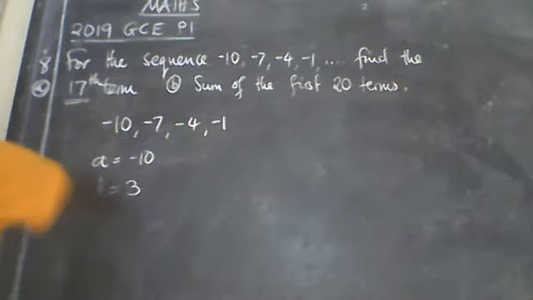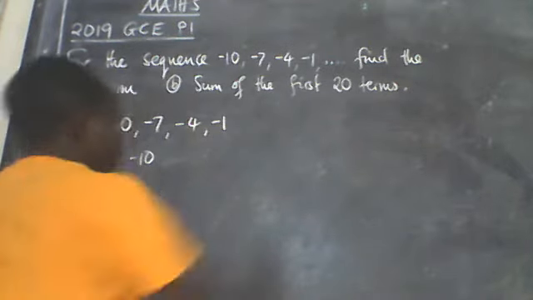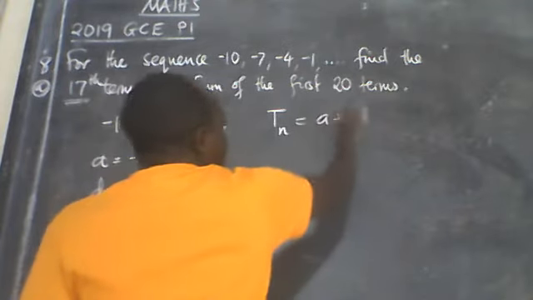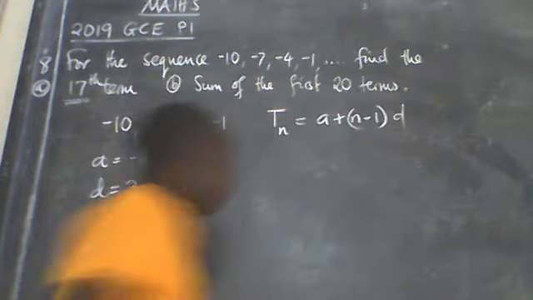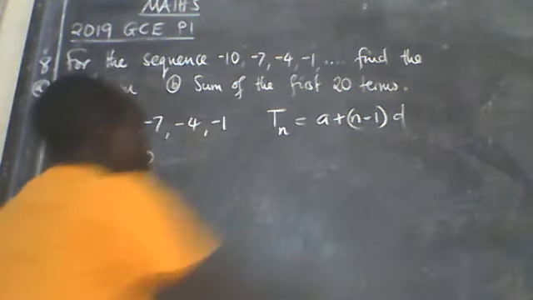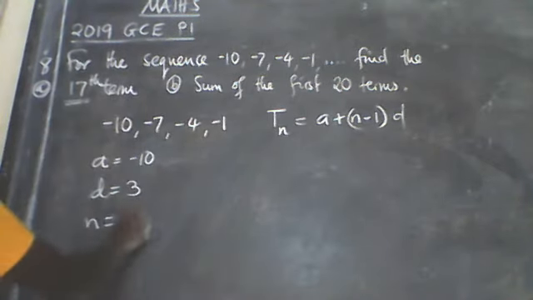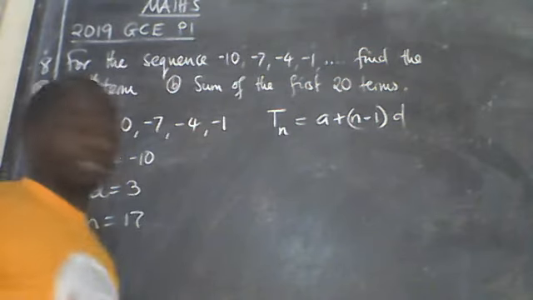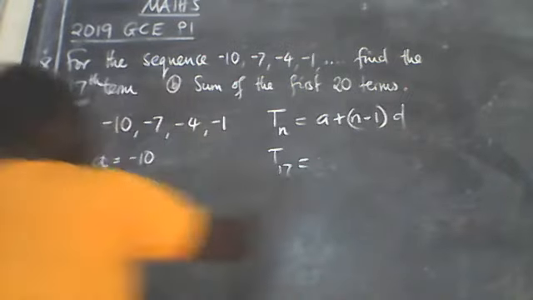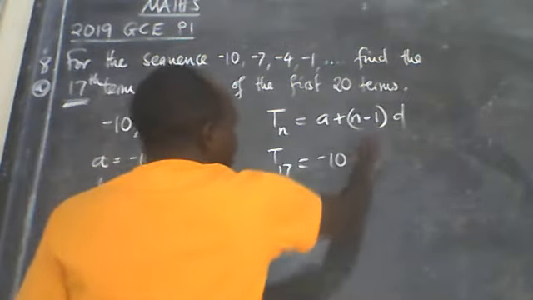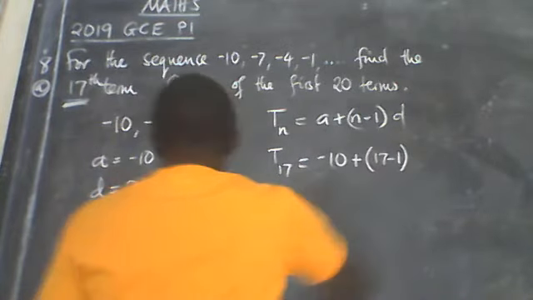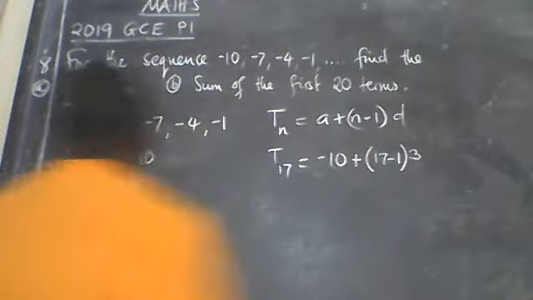To answer this question, the 17th term, we'll use the formula for the nth term. The nth term is equal to a plus (n minus 1) d. That's the formula for the nth term of an AP, where n will be 17. We want the position, which is 17. So term number 17 is equal to, what is our a? Negative 10. So put negative 10 there, plus open bracket, n, which is 17, minus 1, and then the common difference, which is 3.